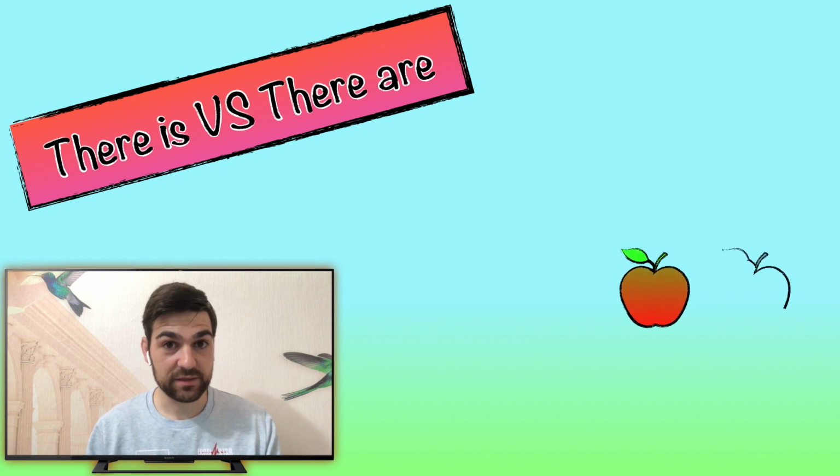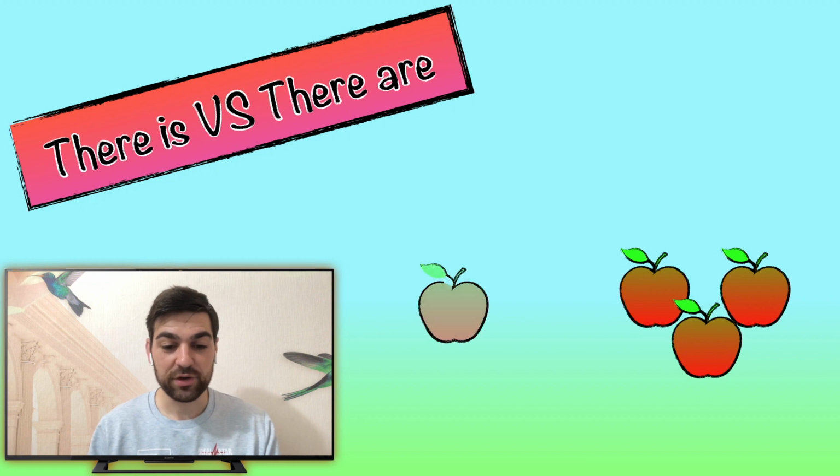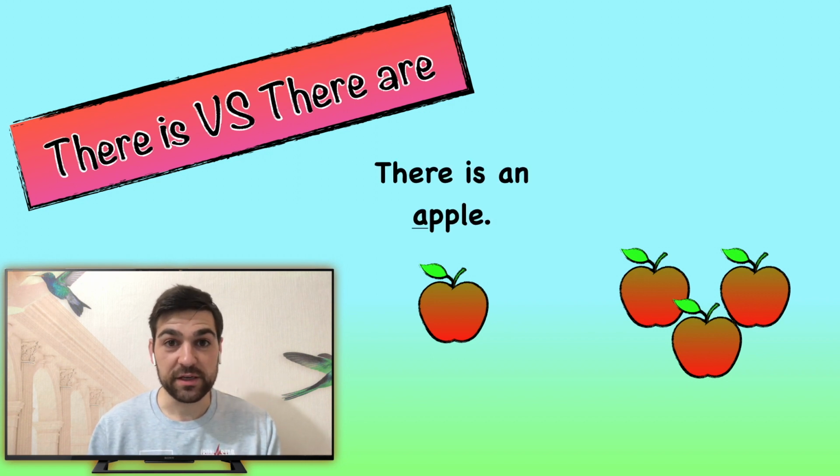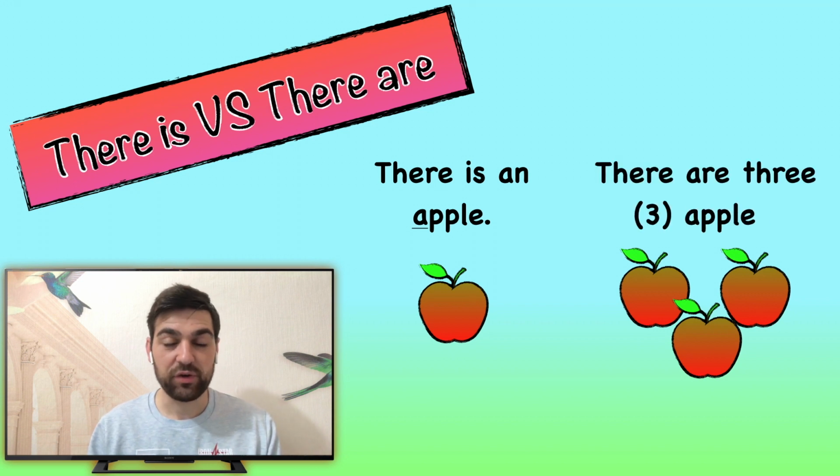Let's look at the next example. Here we have 1, 2, 3 apples. And then we have only 1 apple. So when we have 1 apple, we say there is an apple. And we say an apple because apple starts with the letter A. If we have 3 apples, we say there are 3 apples. So we don't use a or an when we have many apples.